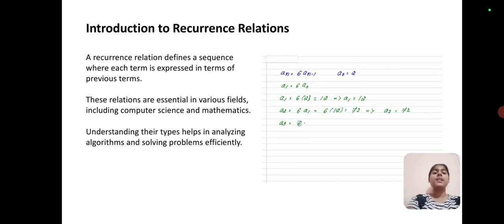Introduction to recurrence relation. A recurrence relation defines a sequence where each term is expressed in terms of previous terms. These relations are essential in various fields including computer science and mathematics. Understanding their types helps in analyzing algorithms and solving problems efficiently.